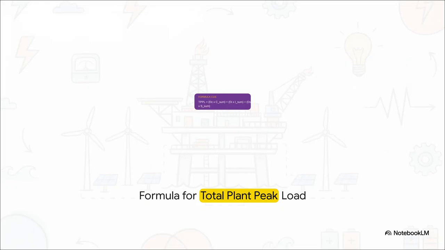It's actually quite elegant. This equation simply applies a diversity factor to account for a really basic reality. Not every single motor, light, and heater runs at 100% capacity at the exact same time. If we sized our system for absolute maximum concurrent draw, it would be massively overbuilt.